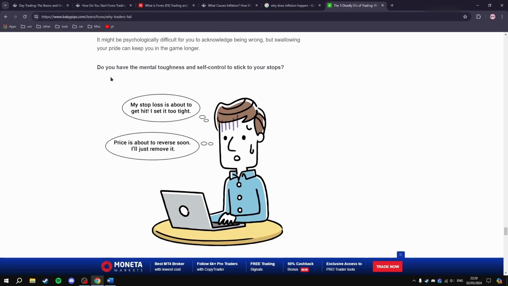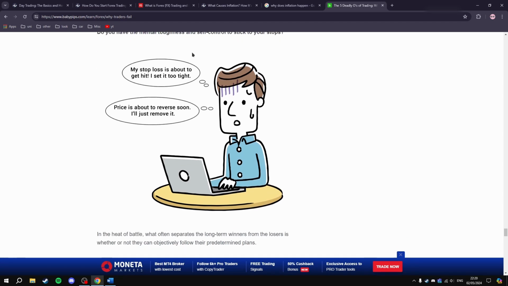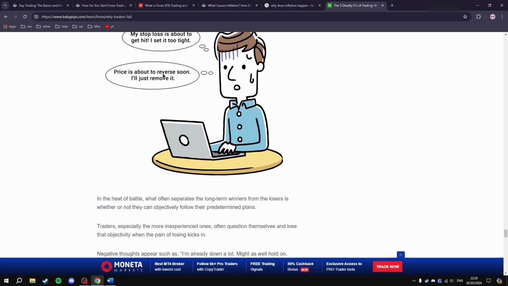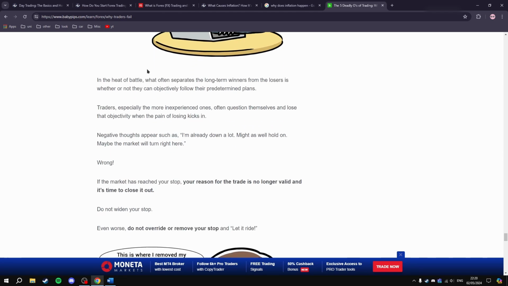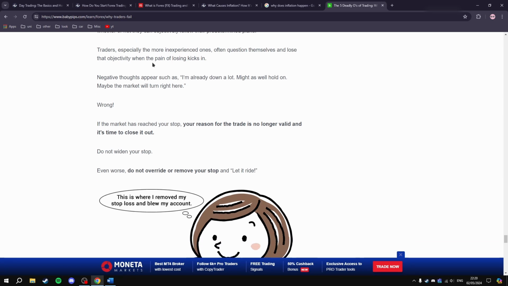It might be psychologically difficult for you to acknowledge being wrong, but swallowing your pride can keep you in the game longer. Do you have the mental toughness and self-control to stick to your stops? My stop loss is about to get hit. I set it too tight. Price is just about to reverse soon. I'll just remove it. In the heat of battle, what often separates the long-term winners from the losers is whether or not they can objectively follow their predetermined plans.